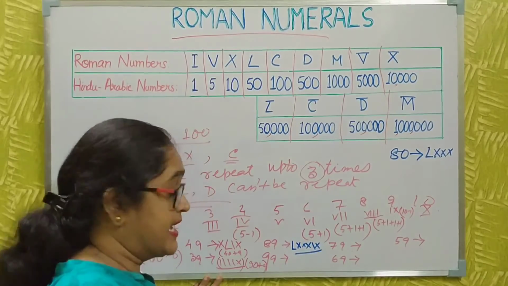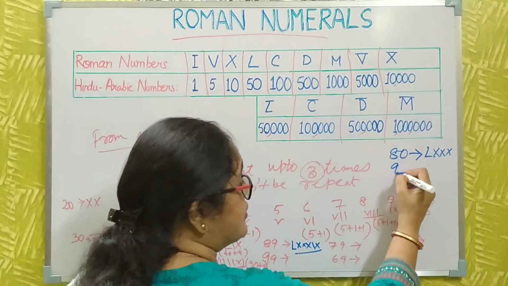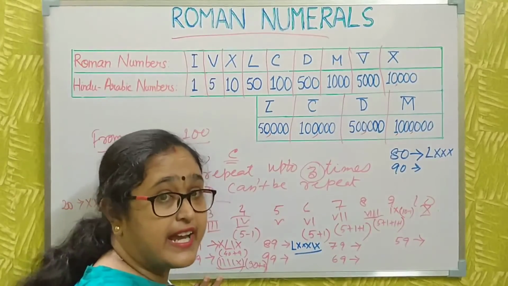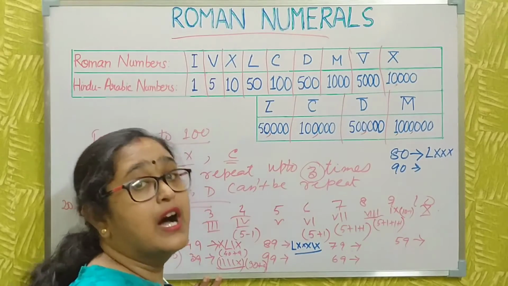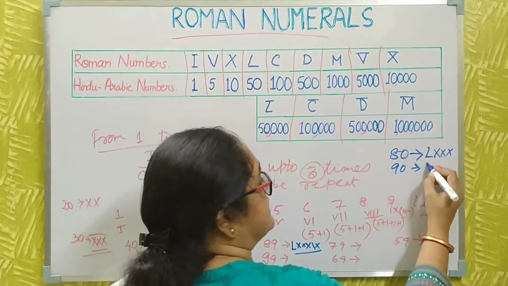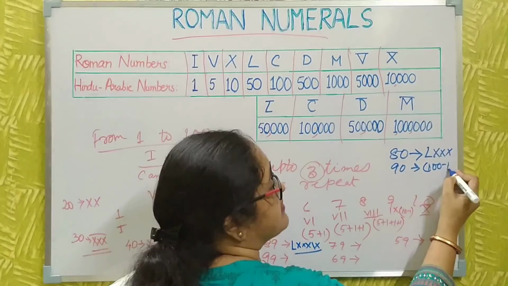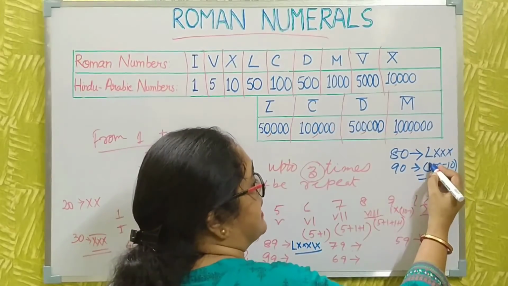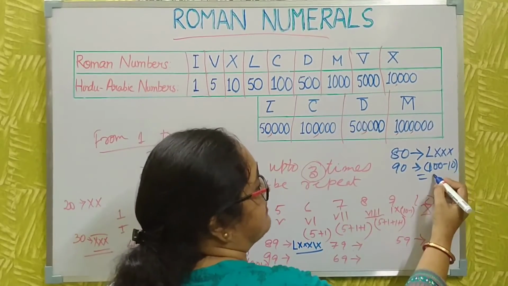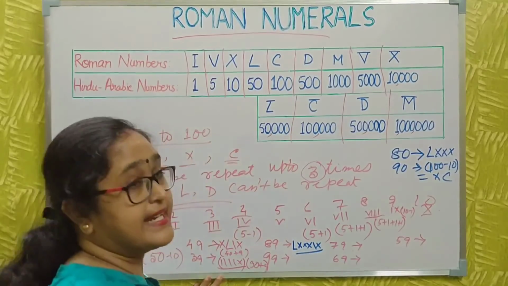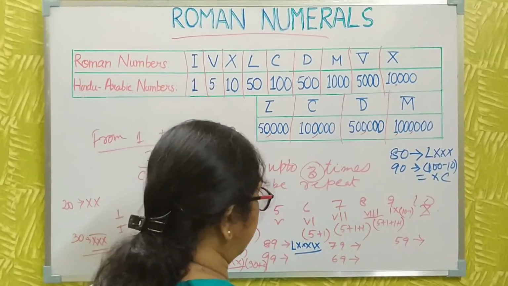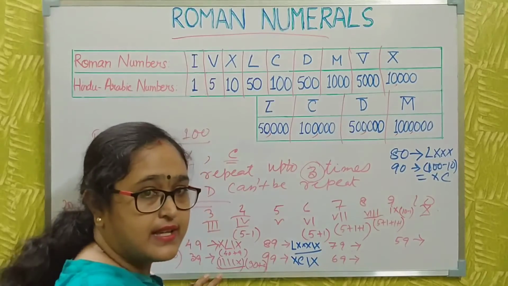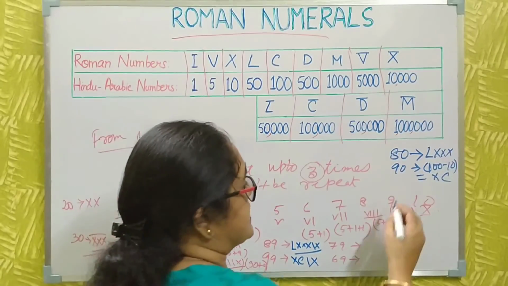This is 89. And 90. Can you repeat 4 times for 90? No. 50 plus 40, is that 90? No. You just do 100 minus 10. You cannot repeat 4 times. Just do 100 minus 10. 100 means C and 10 means X. This is 90: XC. And 99 becomes XCIX. Then 60. Do you know 60?